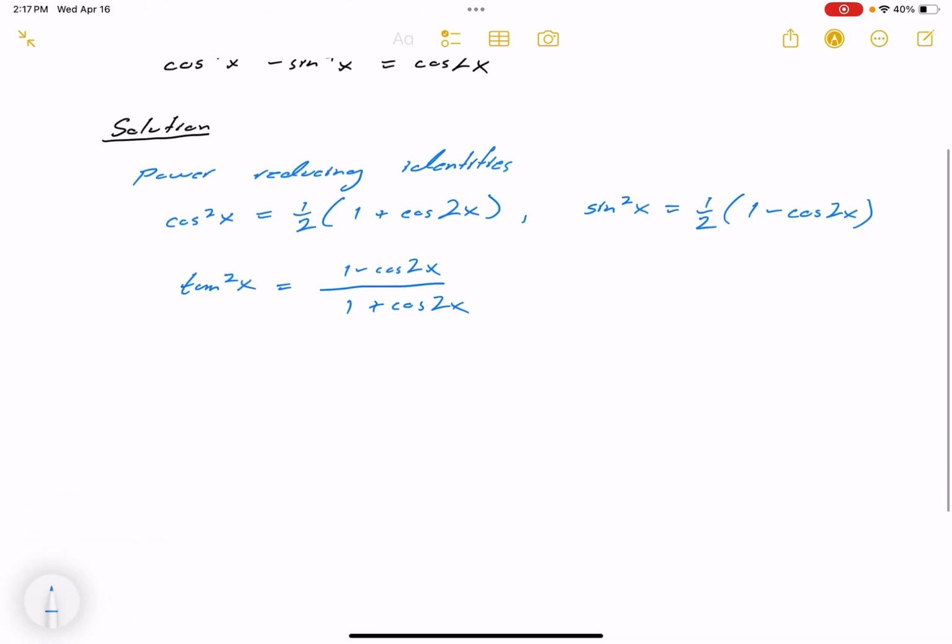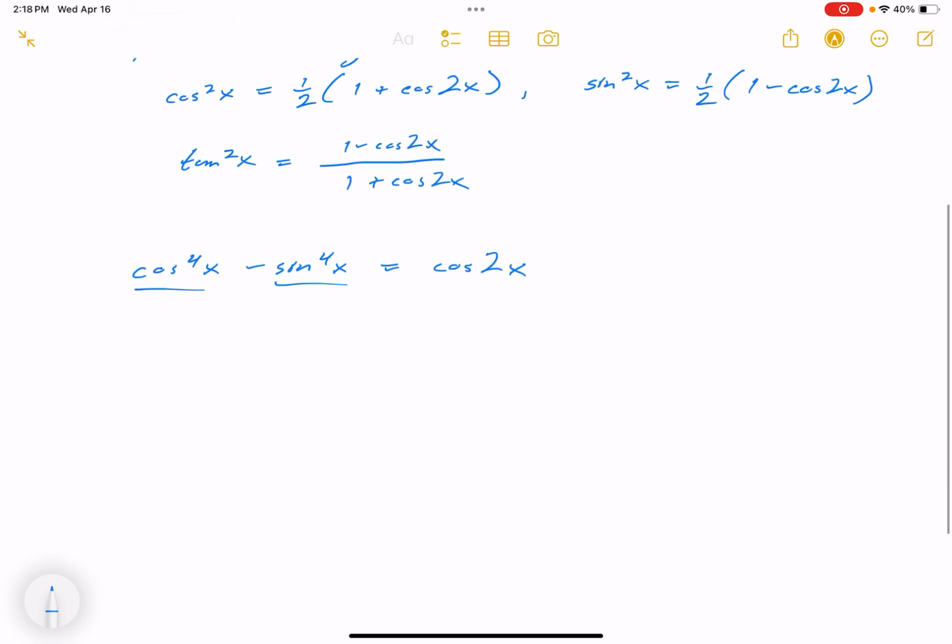So let's go ahead and prove this. Well, verify this identity. I'm going to rewrite the question. We have cosine to the power of 4 of x minus sine to the power of 4 of x is equal to cosine 2x.